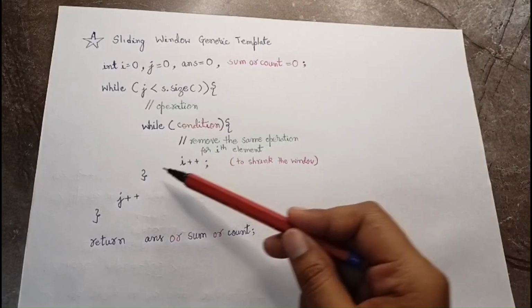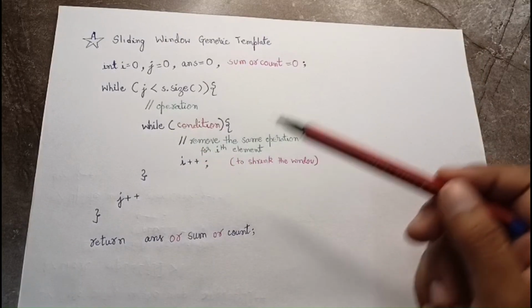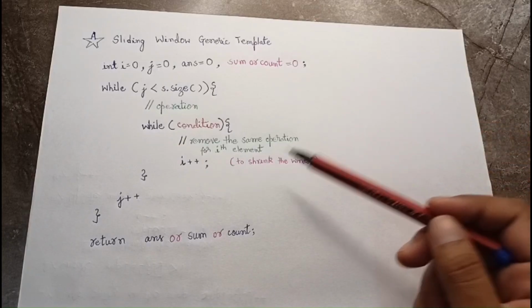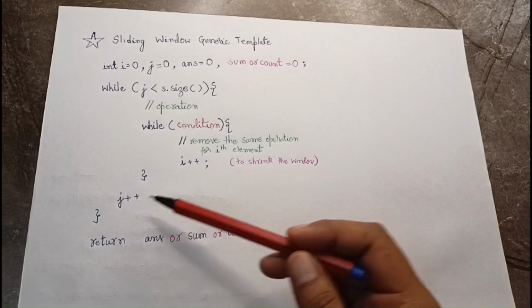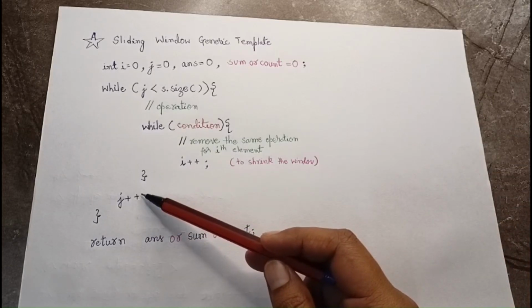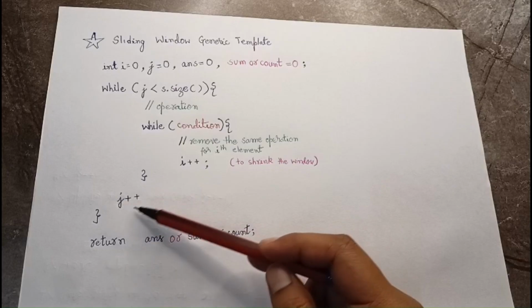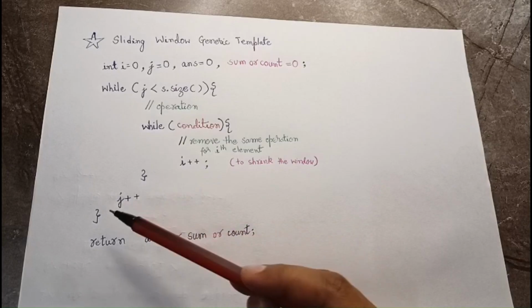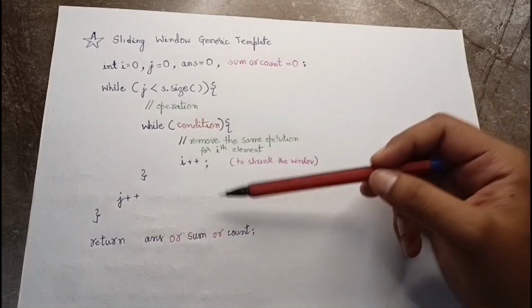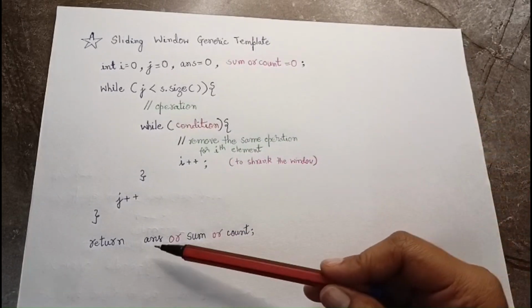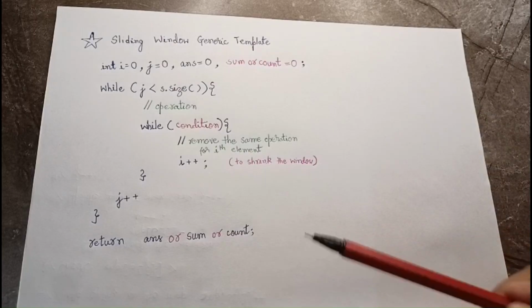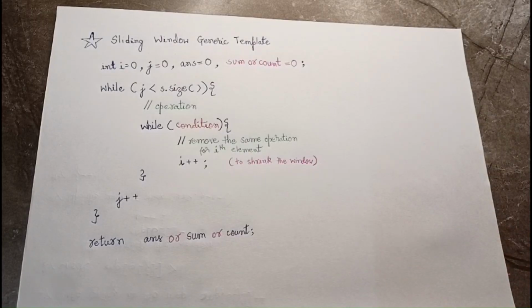Then in between there would be something for answers as sum or count. You'll get to know more about it when we practice some questions. Then for the next iteration we have to move J, and accordingly the traversal will come to an end, and then we have to return the answer or sum or count, whichever the question demands.